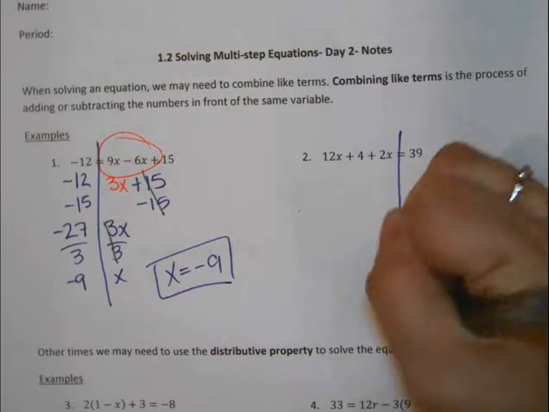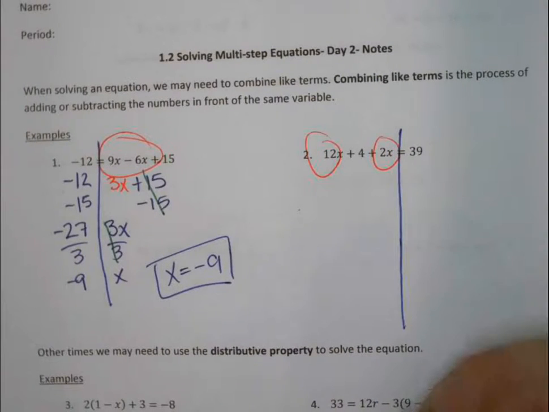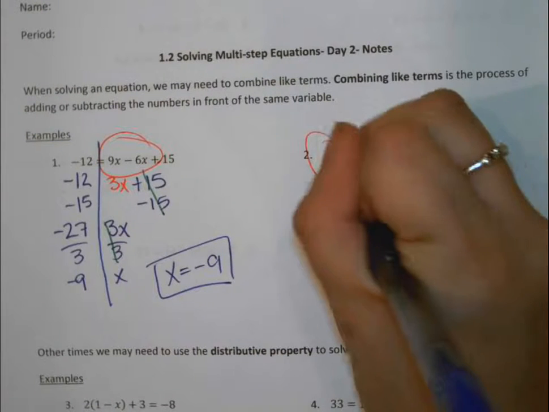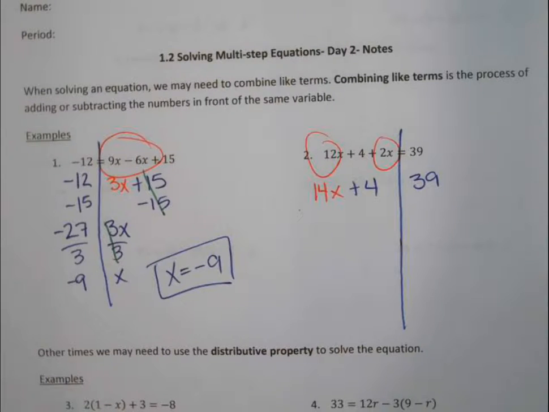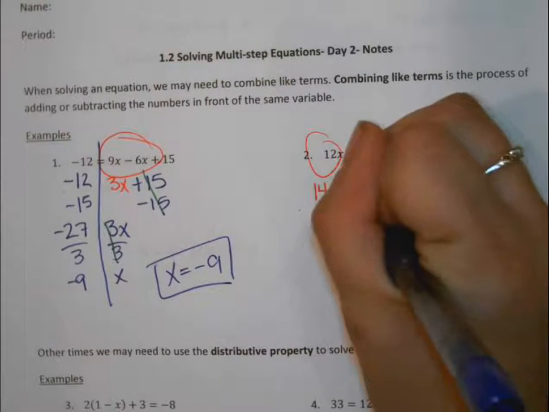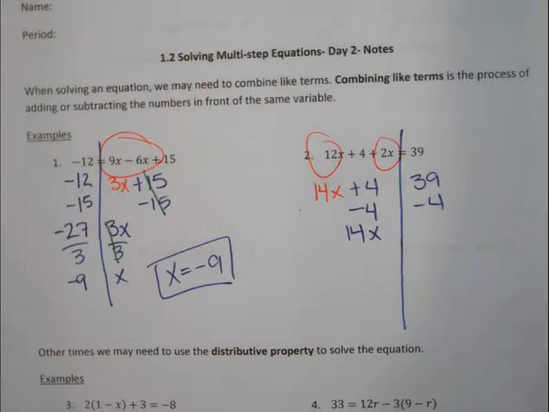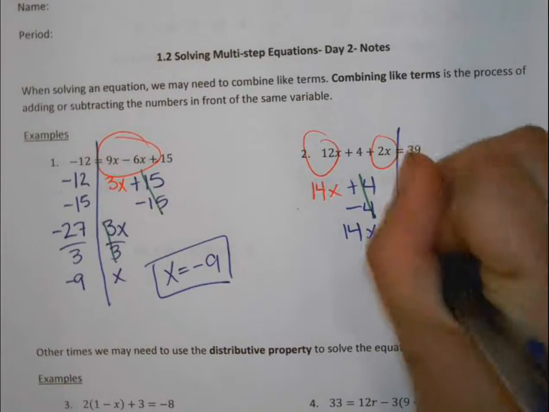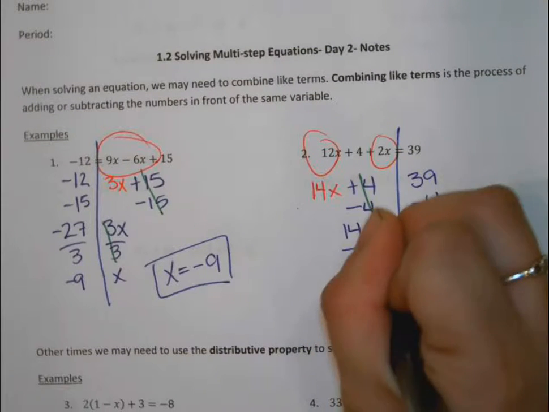Same thing on number 2. I'm going to start off by combining like terms. I have a 12x and a 2x, so 12 plus 2 is 14. And then I have an x. The plus 4 stays for now, and same thing with the 39. Then I want to go ahead and move the 4 over, so the opposite of adding is subtracting. I have the 14x still left over, but the 4's cancel out. 39 minus 4 gives me 35. I'm going to go ahead and divide both sides by 14.